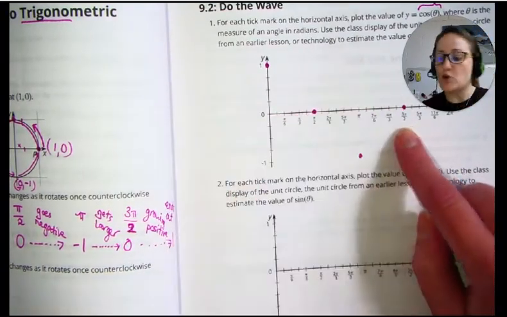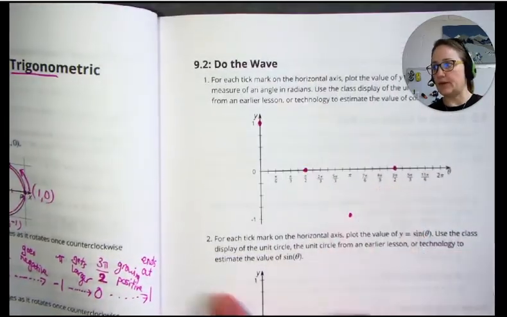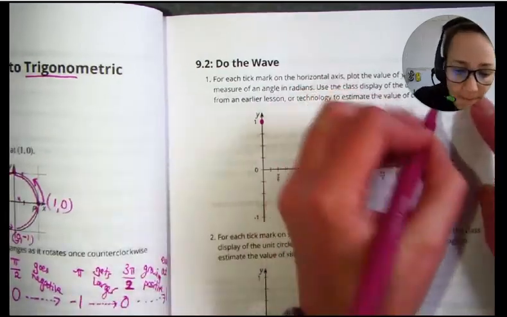By 3 pi over 2, it was back at 0. And then by the time we got all the way around at 2 pi, all the way around the circle, it ended back up at 1.